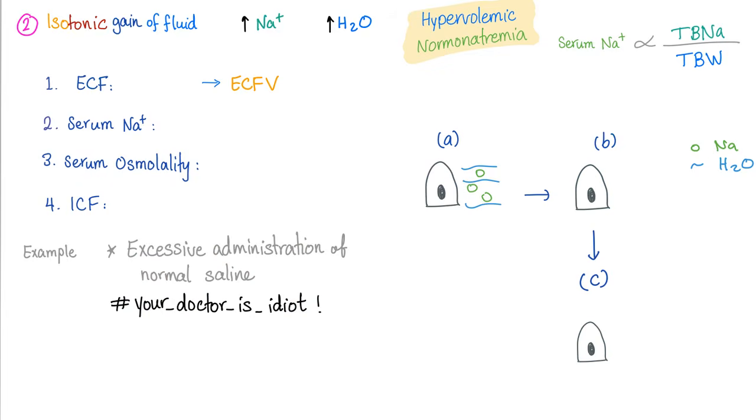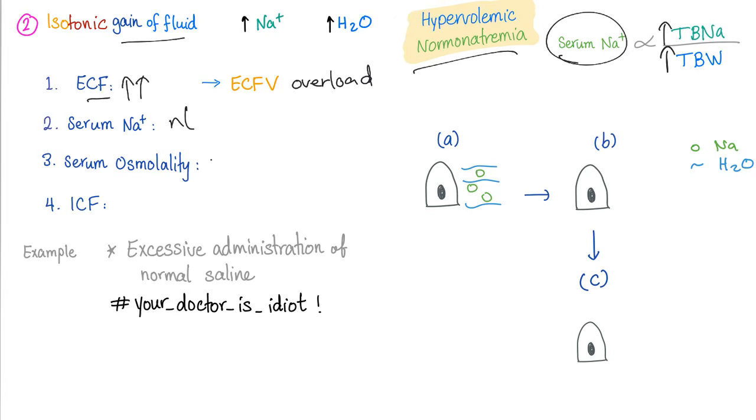Second scenario, isotonic gain of fluid. We gained an equal amount of salt and water. Let's use the SILVER equation. We gained total body sodium, we gained total body water. What's going to happen to serum sodium? No change. What's going to happen to the ECF when you gain a fluid? The answer is it's going to expand, leading to extracellular fluid volume overload. And the serum sodium is normal, therefore serum osmolality is normal. The ICF, use your brain. Serum sodium is normal and osmolality is normal, there is no osmotic shift, so no change.